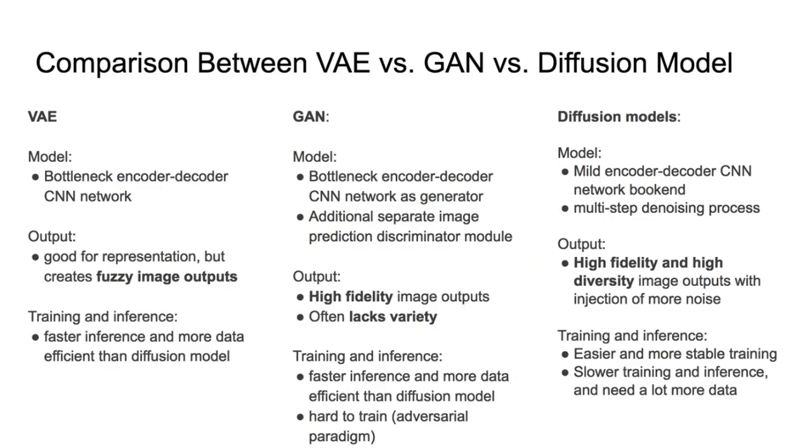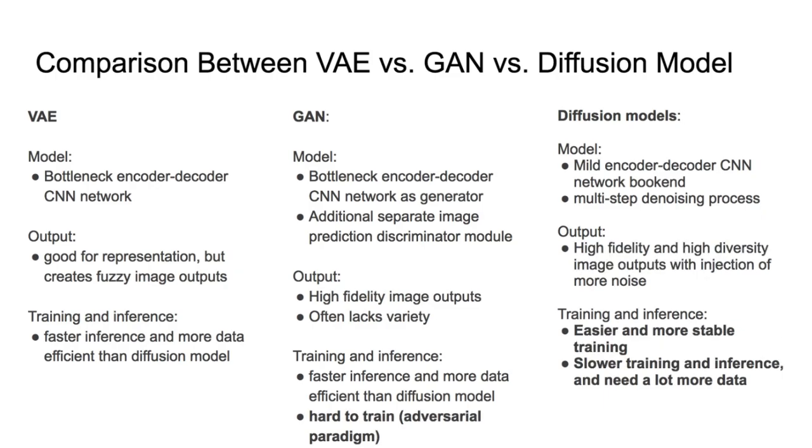Both GAN and diffusion models create higher fidelity images, but the diffusion model generates more diverse outputs. However, GAN comes at a price of training difficulties, while diffusion models are slower in training and inference, as well as needing more data. This is because the diffusion model has a more sophisticated generative process compared to the others.